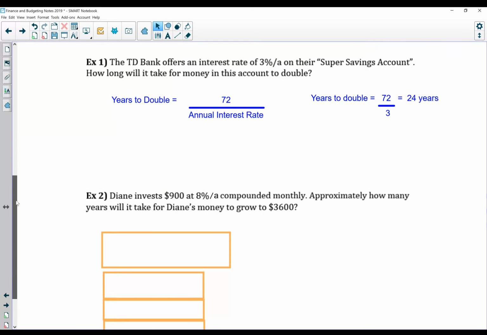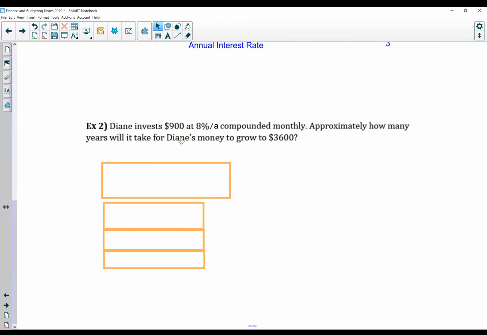Here's another example. Diane invests $900 at 8% per annum, compounded monthly. Now, the compounded monthly doesn't necessarily matter here, but it's 8% per annum and it's $900. Approximately how many years will it take for Diane's money to grow to $3,600? So we want to get from 900 to 3,600.